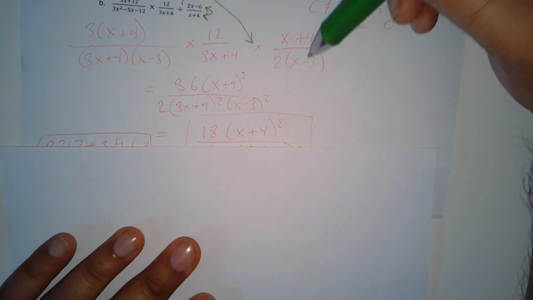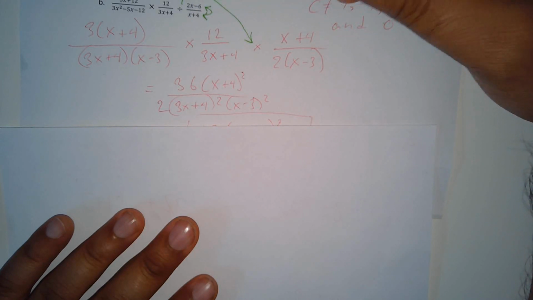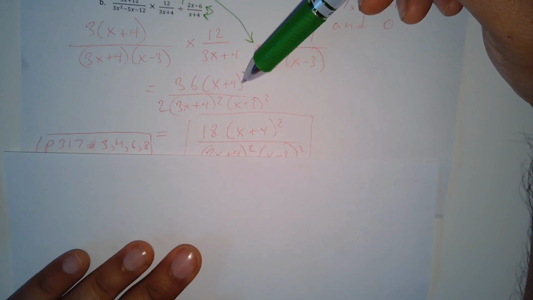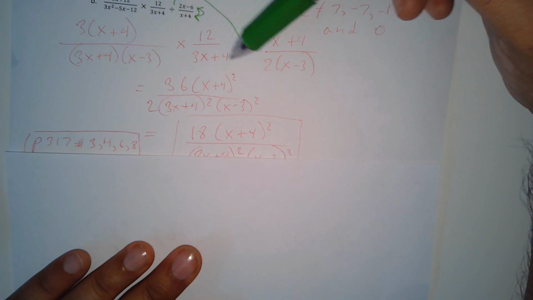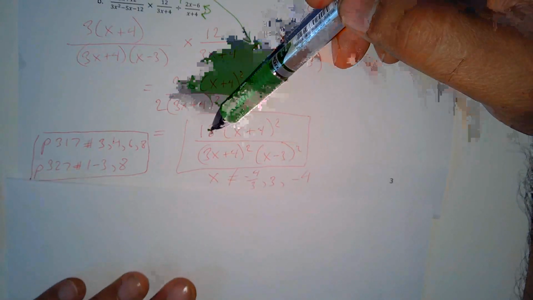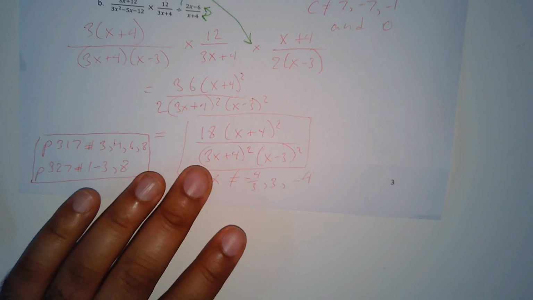And so here, what you notice is after we factor it out, nothing cancels out. So you keep everything. You've got 3 times 12, which is 36. And then you've got this 2 over here. And so that 36 over 2 becomes 18. Okay, and so you can write your answer like this.